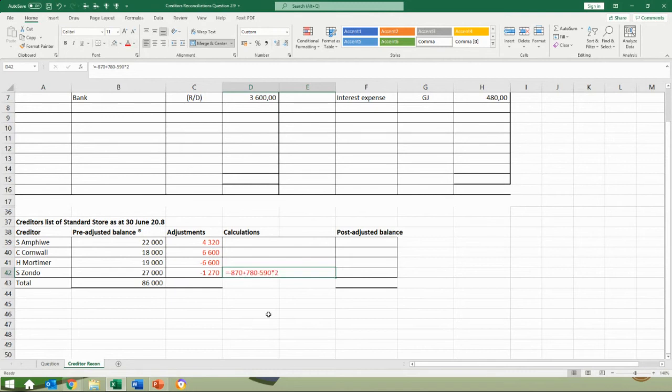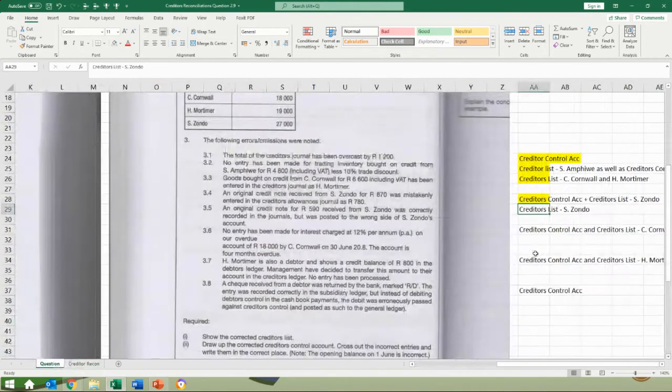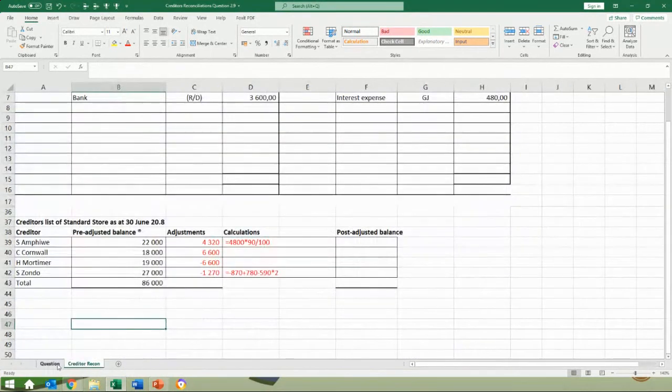Let me just show the calculation here. So you can either do 590 times 2, or you can show the two 590 separate to account for that transaction. Okay, and there we've captured that transaction as well. Then number 6. We said for this one, we're going to charge interest now on the overdue account for C Cornwall, but only for the 4 months it was overdue, and it's on 18,000 Rand. So we will have to account for it both in his list as well as the creditor's control account.